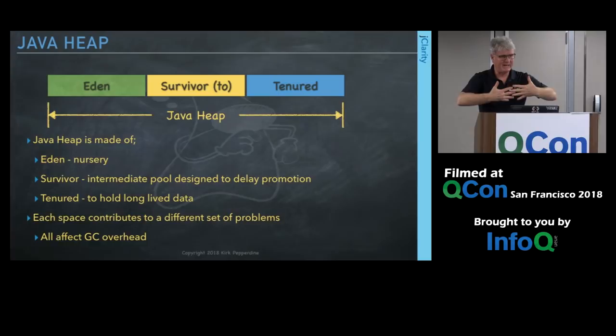The trick is to find the balance between how much work we can give the allocators as opposed to how much work we want to dump onto the garbage collector. Okay.